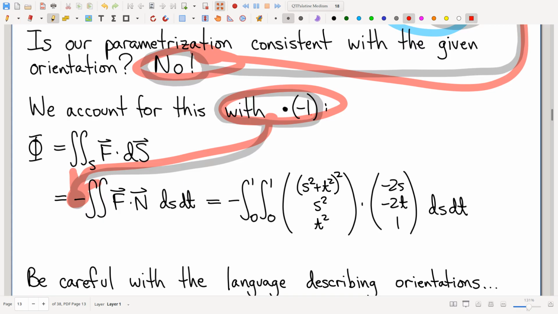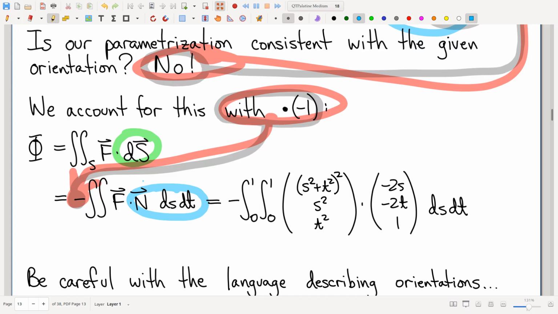So where you put the minus sign matters because you have to put the minus sign where you're making the switch from stuff that depends on the given orientation to stuff that depends on the parameterization that you pulled out of thin air. And this is where we made that switch. This dS vector has a normal direction that comes from the given orientation. dS is intrinsic to the surface.